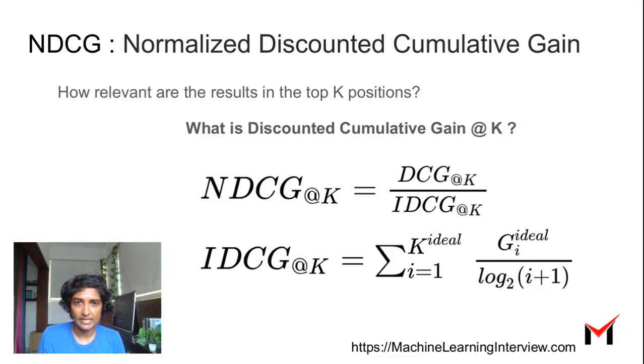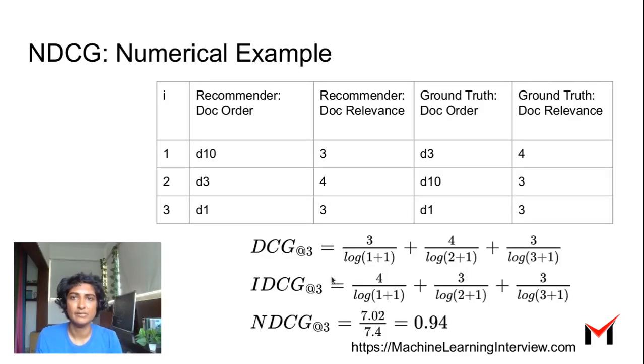So what is the denominator in the NDCG metric? The numerator is the same as the discounted cumulative gain that we saw. The denominator is the discounted cumulative gain in the ideal scenario, which means, based on the relevance scores given by the users, if we actually re-rank the items that are shown, what is the discounted cumulative gain? So let's take an example to understand this. Suppose we have shown 3 recommendations. We showed document 10, document 3 and document 1. And the user has given relevance scores as 3, 4 and 3 for these documents.